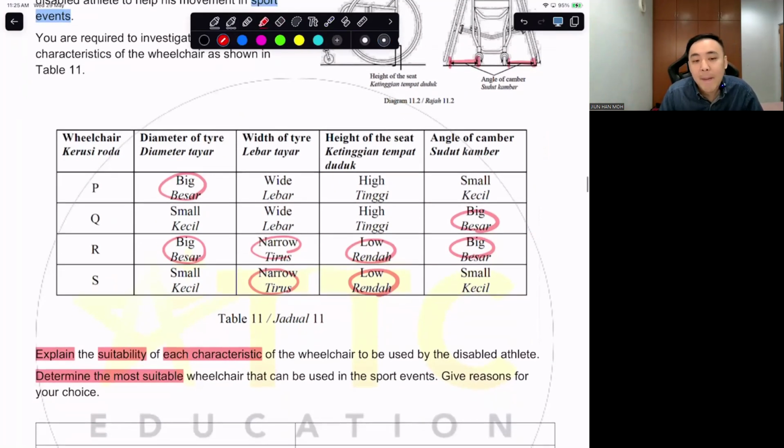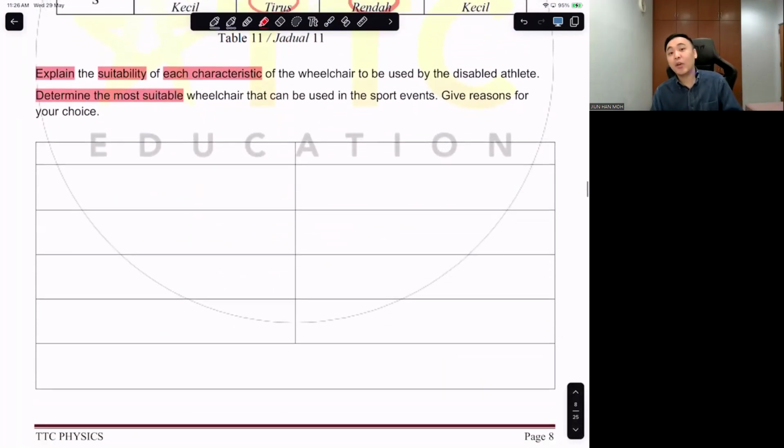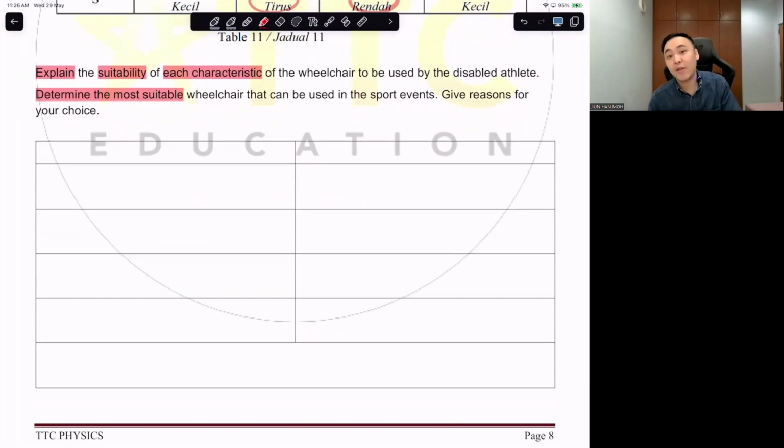Which one is the best? Which one fulfills all the criteria you want? Like you described already, my dream ideal wheelchair should be this. Just so happens R fulfills all the criteria, so R is the best. Get it? Okay, now I show you how to answer. Down here, this table doesn't have one. You get a full scale paper, you draw yourself one. I just don't want to waste time drawing, that's why I drew it for you.